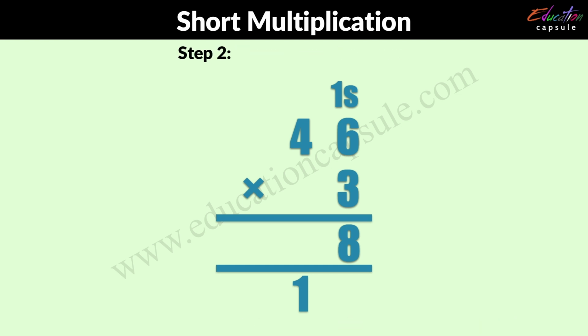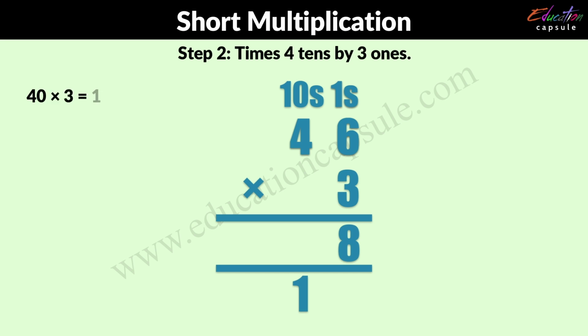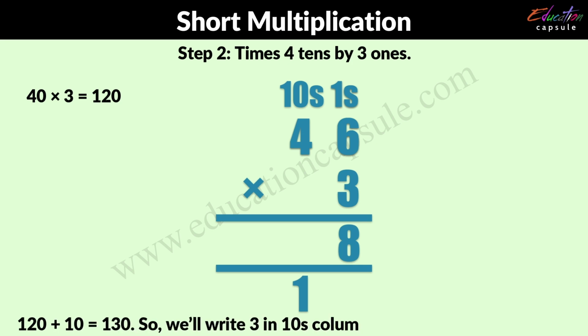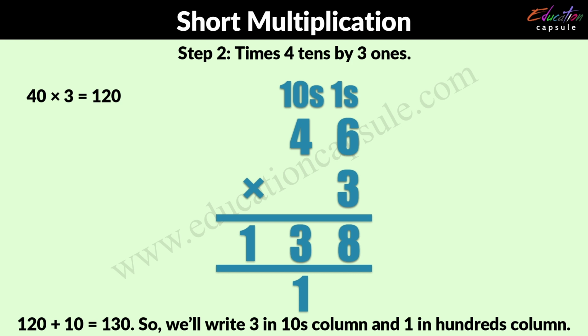Step 2. Times 4 tens by 3 ones, which is equal to 120. Now 120 added to 10, which we exchanged earlier, will give you 130. So we'll write 3 in the tens column, 1 in the hundreds column. So the answer that we'll get is 138.